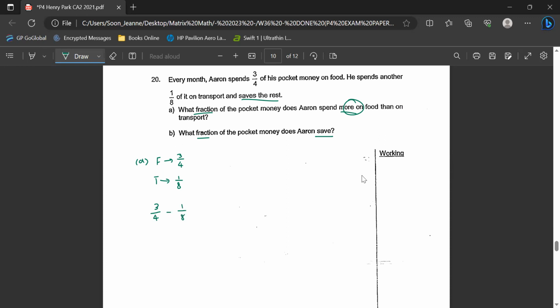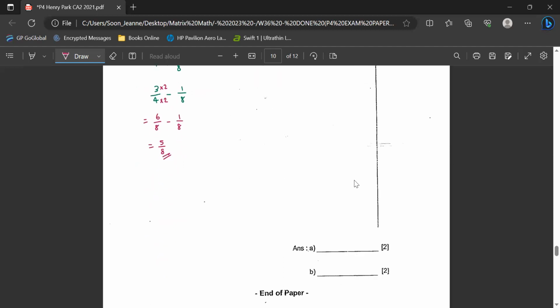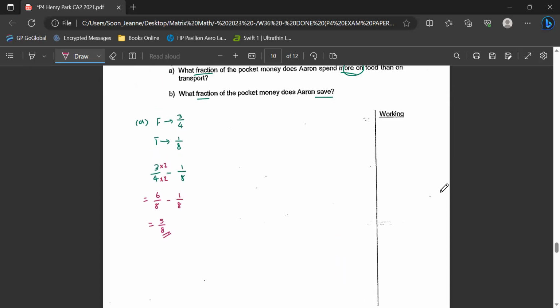If you look at the fractions here, the denominators are not the same. So you're going to make the denominator the same by changing this to a denominator of 8. It would be 6/8 minus 1/8, which is 5/8. Your answer for A is 5/8, because this is the fraction that Aaron spends more on food than on transport. So I'm just going to write here for A my answer as 5/8.